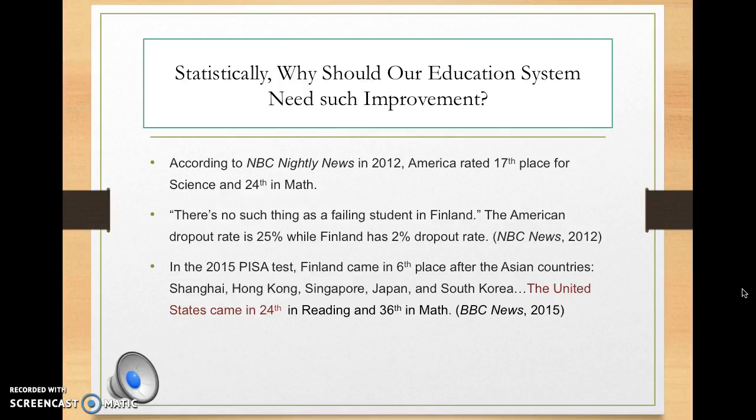In countries like Finland, there's actually a quote: "There's no such thing as a failing of students in Finland." And this is very visible in the fact that in Finland, the dropout rate is actually only 2%. Meanwhile, in the United States, the dropout rate is 25%.